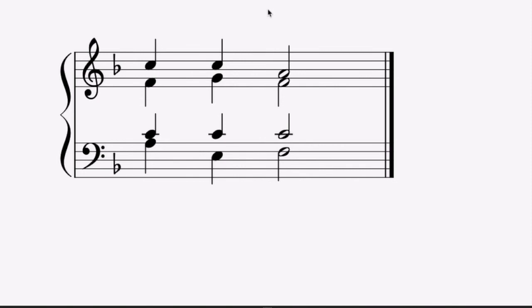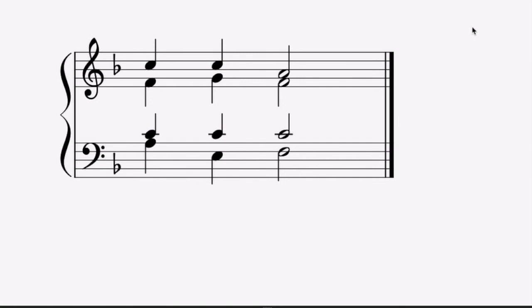Now let's take a look at the same 2 voices from beat 2 to beat 3. Our soprano voice descends by a minor third, and our alto voice descends by a major second. This is an example of similar motion. They moved in the same direction, but not the same distance.